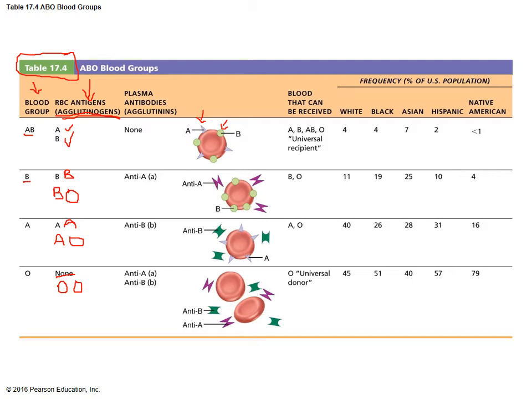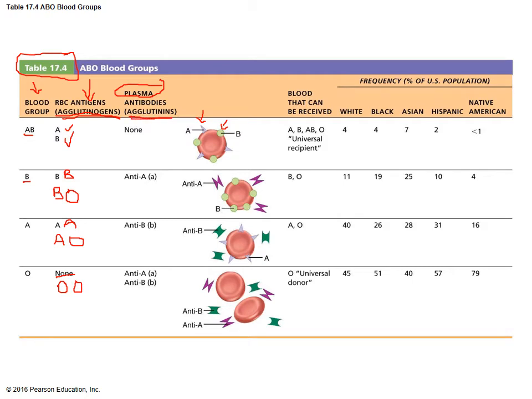Now, why is all this important? Well, it turns out that as soon as your antigens are being expressed, you start producing antibodies against the unknown. Now, these antibodies will be found in the plasma. So right over here, the plasmas will have antibodies, and the antibodies are also called agglutinins.